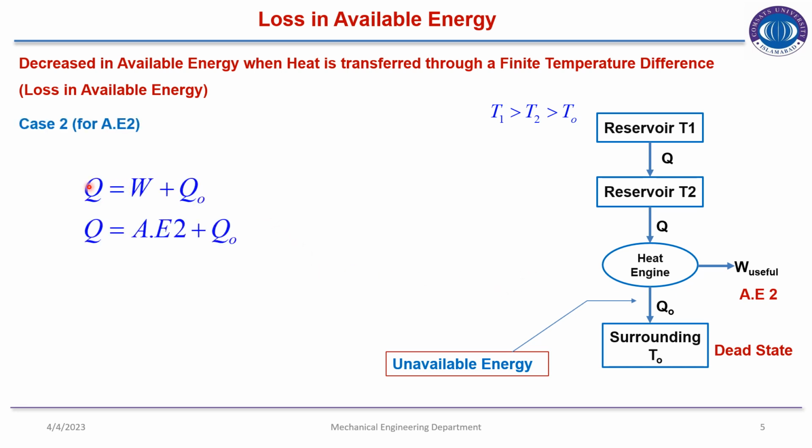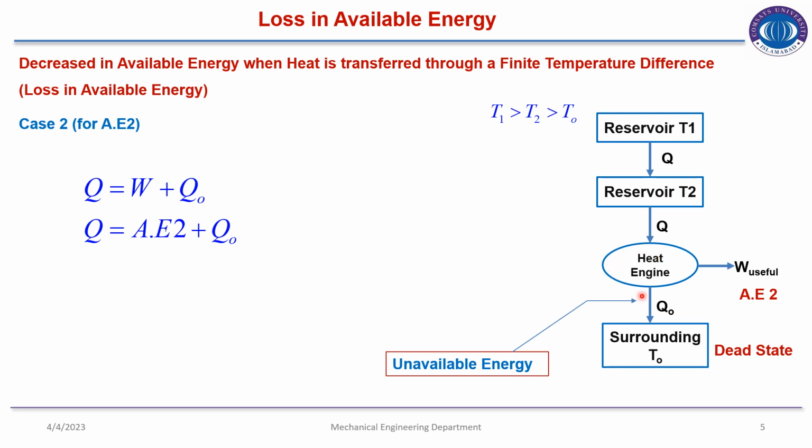Now we will discuss case 2. Here we have two reservoirs, as you can see. Reservoir 1 is at a temperature of T1, and reservoir 2 is at a temperature of T2. Let's suppose the temperature T1 is greater than T2, and now the heat engine is absorbing heat from reservoir T2, which is at a lesser temperature than T1.